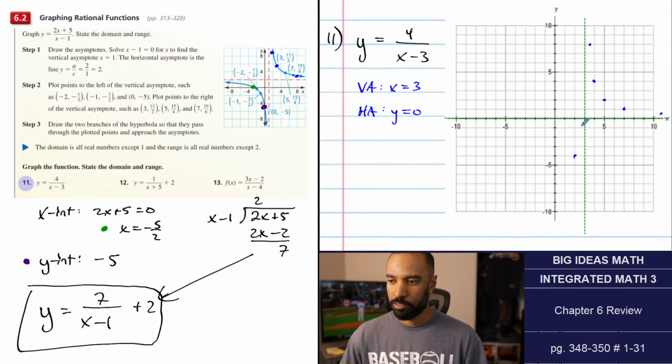4 over -1 is -4. 4 over -2 is -2. 4 over -4 is -1. 4 over -8 is -1/2. And 8 away from 3 is -5. 4 divided by -1/2 is -8. So those are good points to plot.